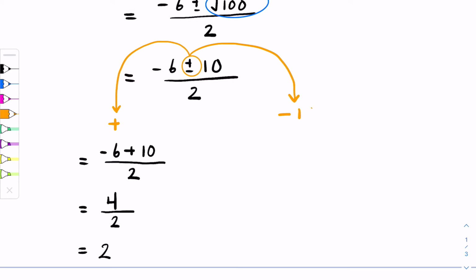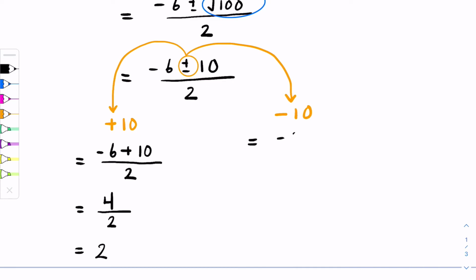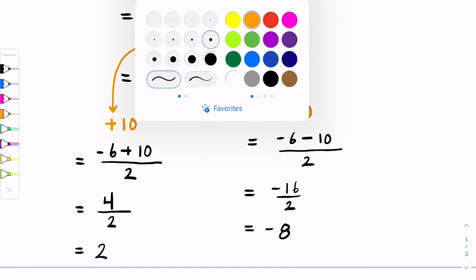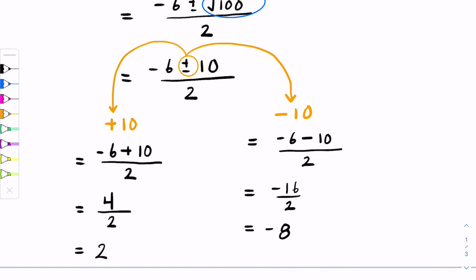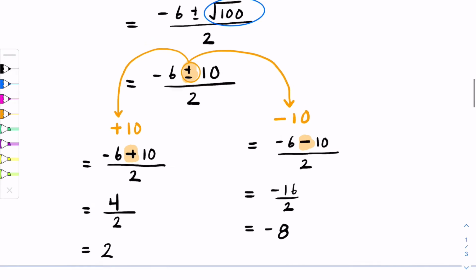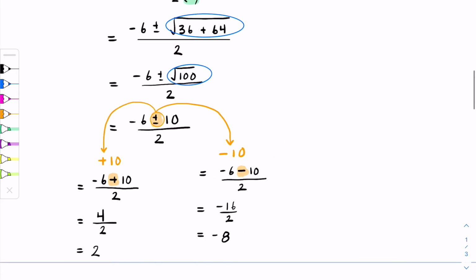Next, I'm going to do minus 10. That gives a numerator of negative 6 minus 10, divided by 2. This is negative 16 divided by 2, or negative 8. Just to clarify, this is one of the biggest mistakes I see: if you have a plus or minus sign, you have to simplify each one individually if you can. In this case you can, so make sure you find your two answers. I'm going to write my final answer as x equals negative 8, comma 2.